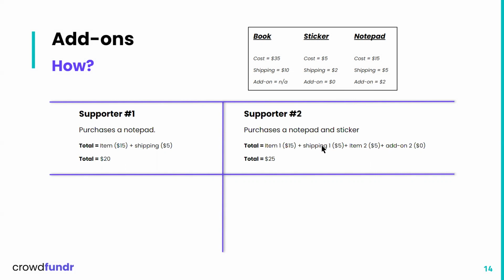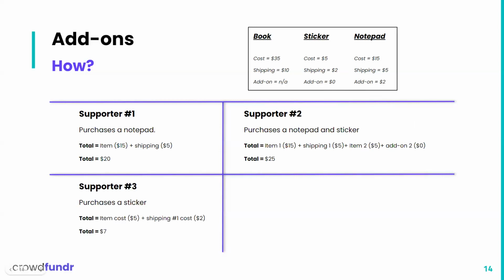So in this case, this is notepad and sticker. The highest shipping cost is $5. It's going to take that. And then item 2 will have its add-on shipping cost. Since item 2 is a sticker, our add-on cost is 0. So that becomes item cost 1 plus shipping for item number 1, and then plus the cost of item number 2, and then nothing added on just for shipping the sticker. So then it becomes $25.